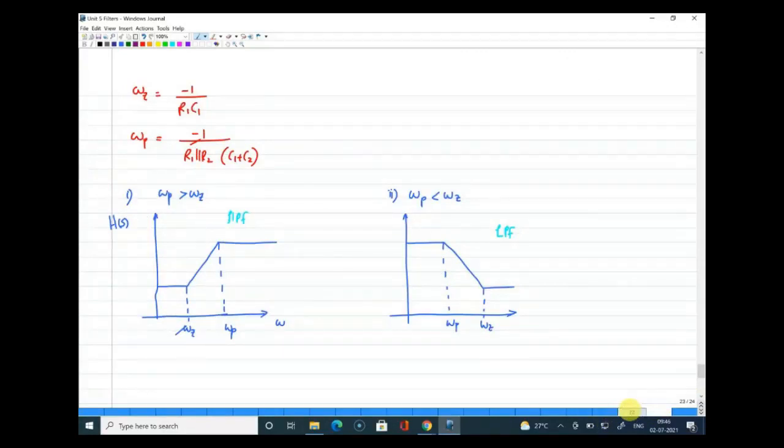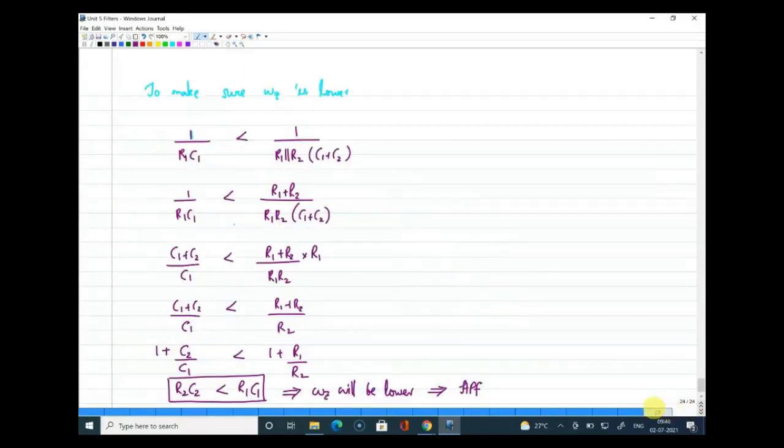Since there are multiple elements, we cannot straight away say that if R1 is small or R2 is small, you will get a zero frequency or pole frequency. That is why I kept working and derived a condition, so that with that condition we can always ensure that you will have a high pass filter or a low pass filter. That condition is obtained like this: if the product R2 C2 is less than R1 C1, you can always ensure that it will be a high pass filter. All right, I hope this is clear.